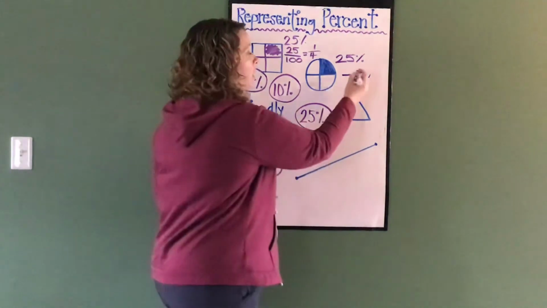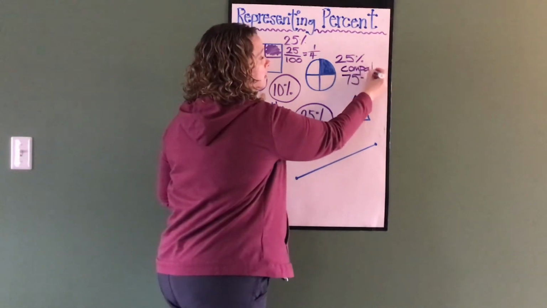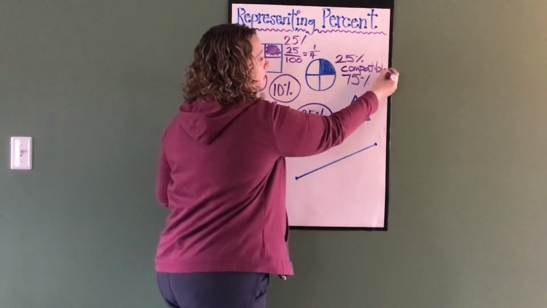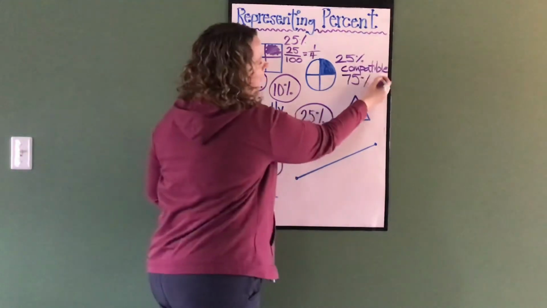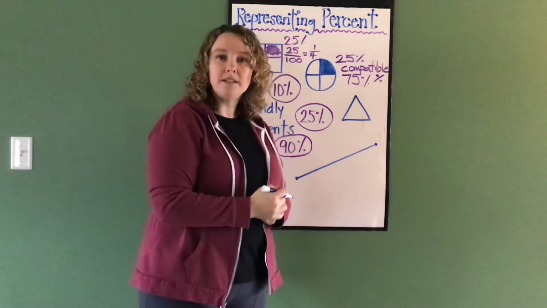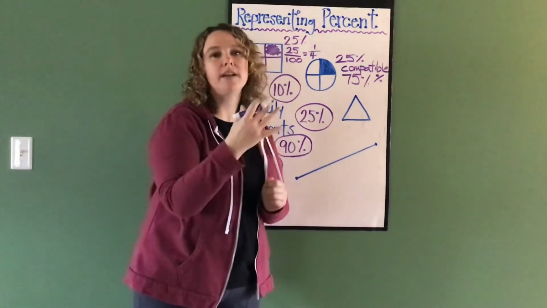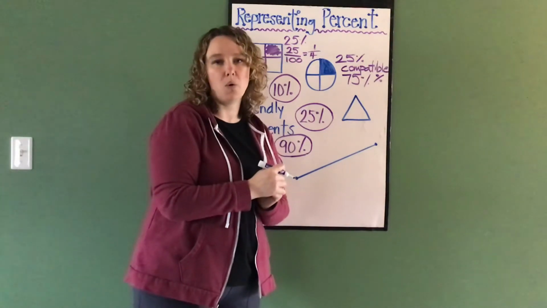Okay, so those are compatible fractions or compatible percents. If you want to do compatible percents, you have to have two percents that added together equal 100, just like compatible fractions when they total a whole.